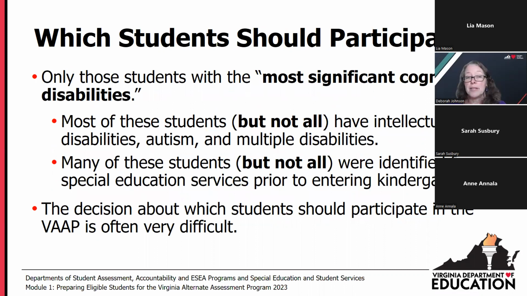Which students should participate? Only those students with the most significant cognitive disabilities are eligible to participate in the alternate assessment. Most of these students, but not all, have intellectual disabilities, autism, and multiple disabilities. Many of these students, but again, not all, were identified for special education services probably prior to entering kindergarten. The decision about which students should participate in the VAAP is often very difficult.